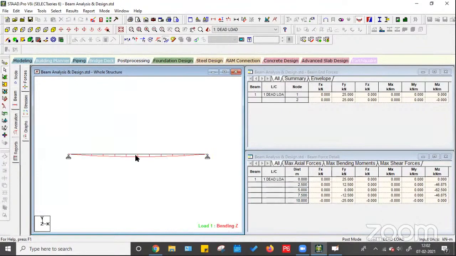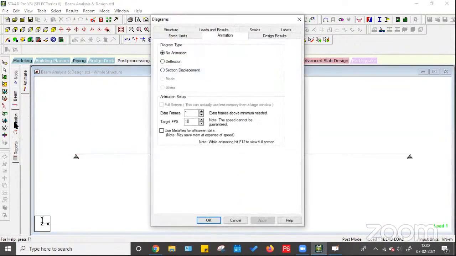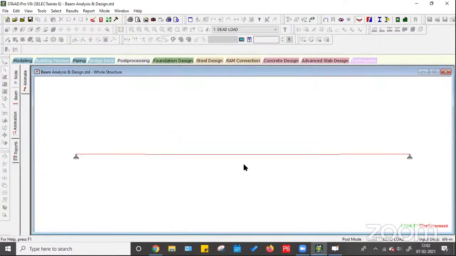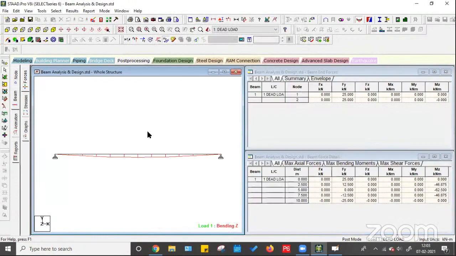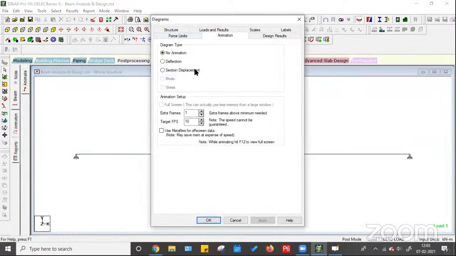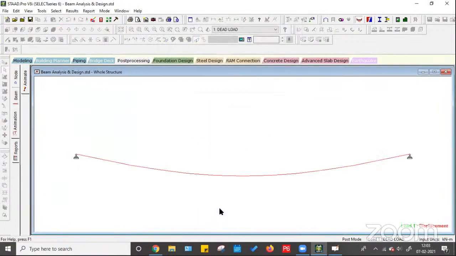Fine. So this is the bending moment diagram and shear force diagram. If you want to see the animation, you can look at the animation of section displacement as well. Let me increase the scale first. If you want to see the deflection, this is the deflection. You can increase the scale of deflection like this. And if you want to see the animation, click on animation, section displacement. And you can see this is how your beam will be deflecting.